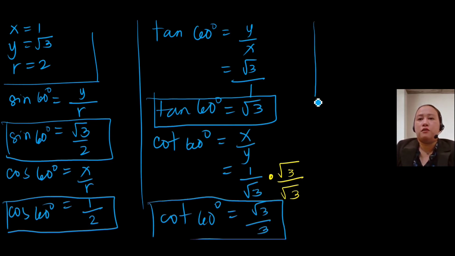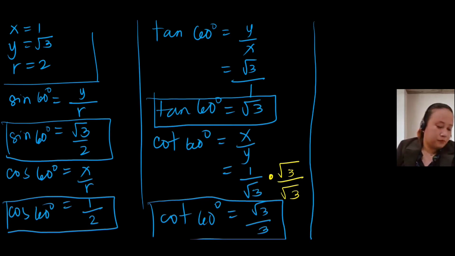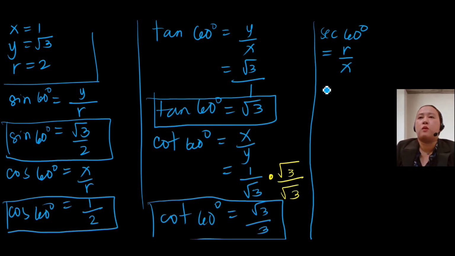Then the other two. We have secant of 60 degrees equals, secant is r over x. So r is 2, x is 1. Therefore, secant 60 degrees is 2.